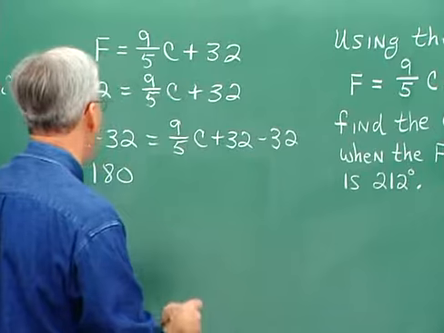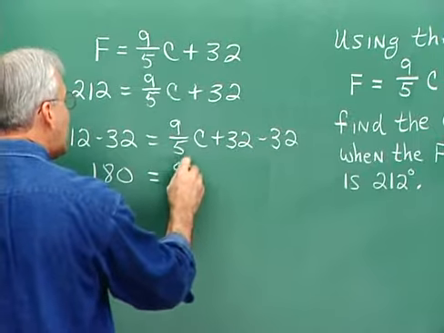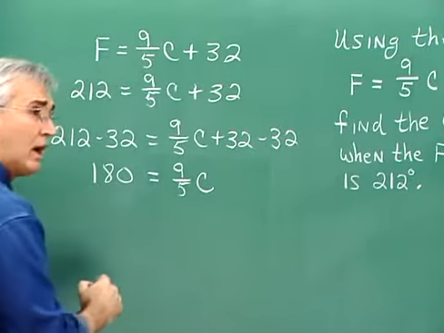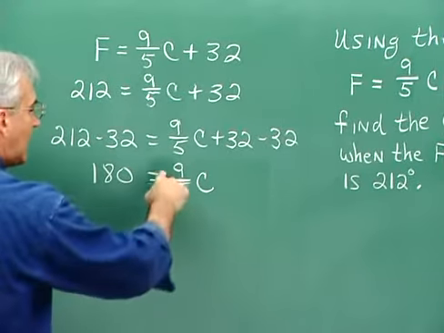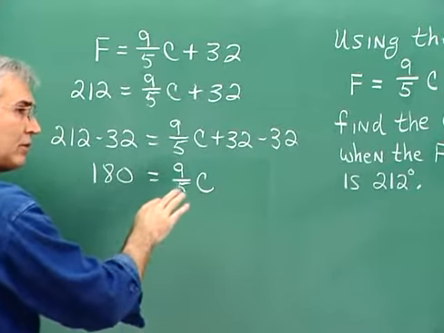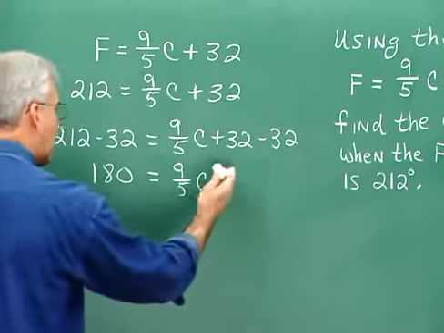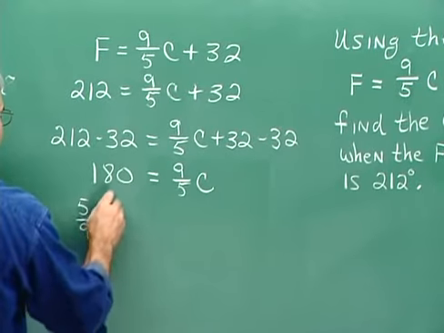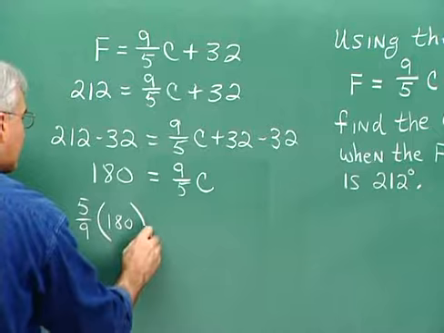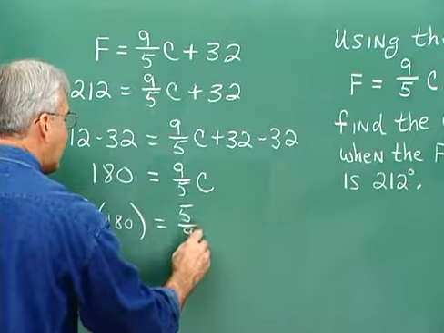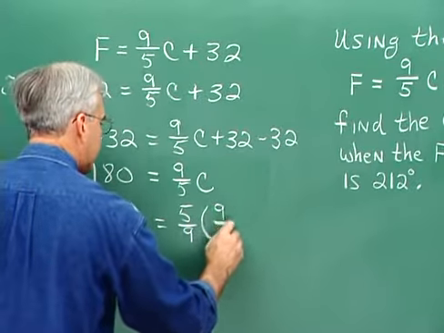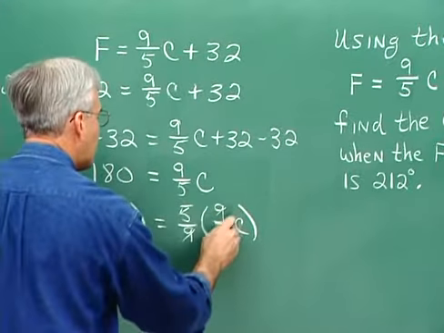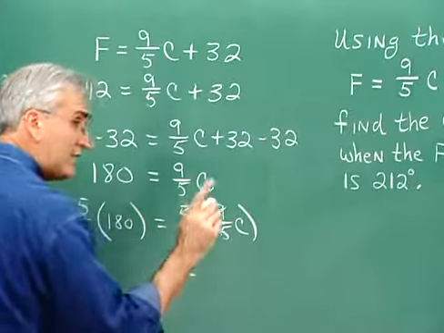and on the right, the 32's go out, leaving 9/5 C. Now I can clear the fraction all at one time. Remember from a previous section, I can clear a fraction by multiplying through by its reciprocal. So I can multiply on both sides by 5/9. So I would multiply on the left by 5/9 and on the right by 5/9. Now, this is a trivial cancellation. The 9's cancel, the 5's cancel, so I'm left with C as expected.